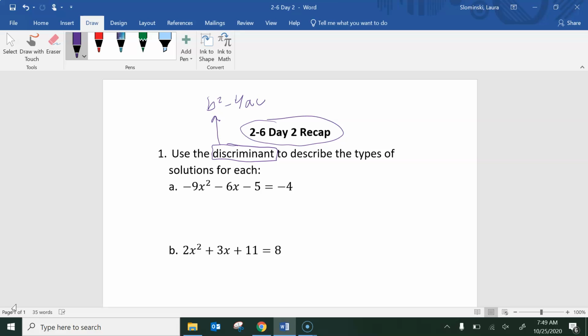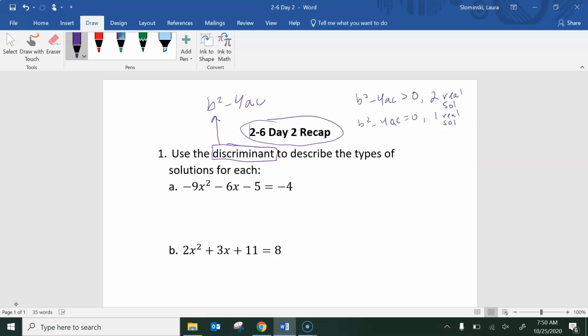Okay, so the biggest thing with the discriminant is if you do that part first, you'll know how many answers you have. If b squared minus 4ac is a positive number, so greater than 0, that's when you have two real solutions. If b squared minus 4ac equals 0, that's when you have one real solution. Those are the two situations we've talked about most.